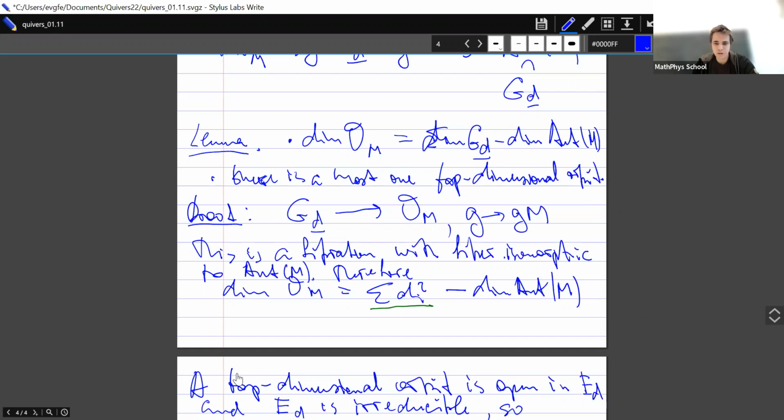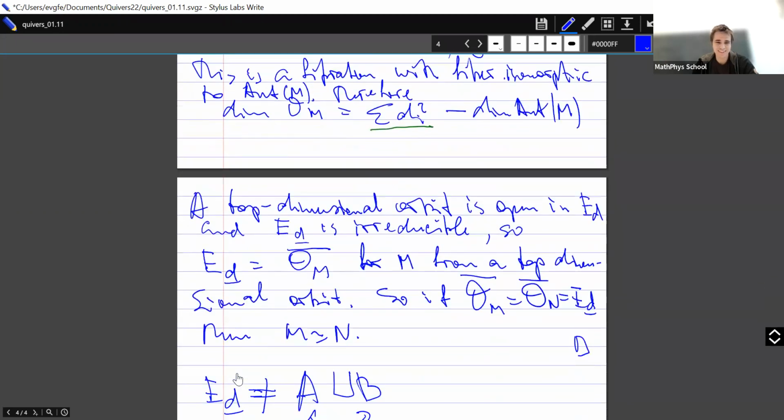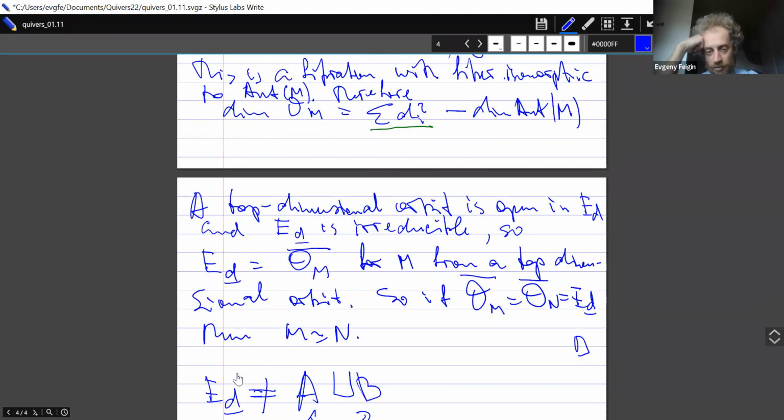And a top dimensional orbit is open because of what? So if you have a top dimensional orbit, this is an orbit of dimension equal to the dimension of ED, right? The condition of the orbit being of that dimension is closed. If you write down the equation of the automorphism group, it would say that the dimension of the automorphism group should be equal to some concrete number. So this is some closed condition.